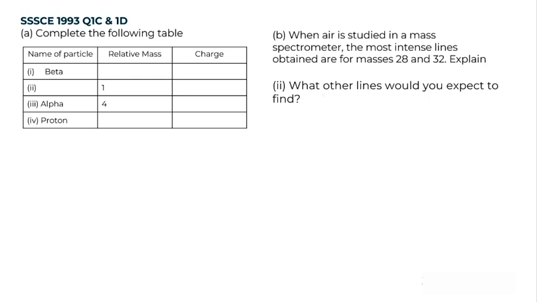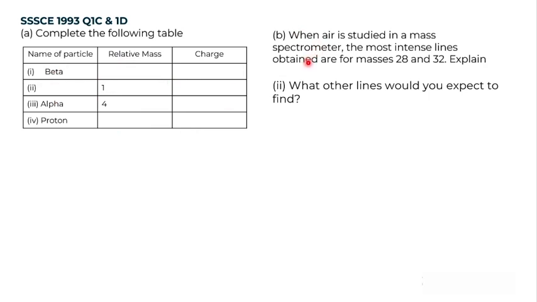So during the 1993 WASSCE, or as at that time SSCE 1993, question 1C and D for chemistry, we had to complete the following table. The table has the name of particle, the relative mass, and the charge. The first particle we've been given is a beta particle, without the relative mass or the charge. For the second particle, we have no name, but we're given the relative mass and not the charge. Then we have an alpha particle with a relative mass of 4 but no charge, and then a proton without a relative mass and without a charge. So we have to find the missing values and the name of the particle.